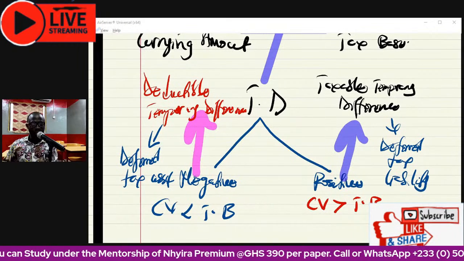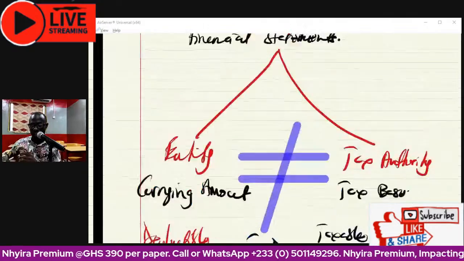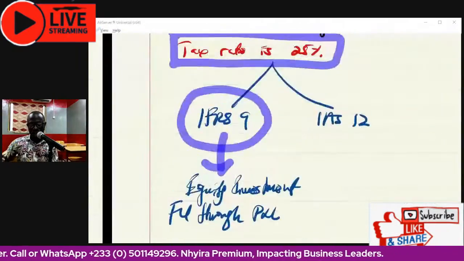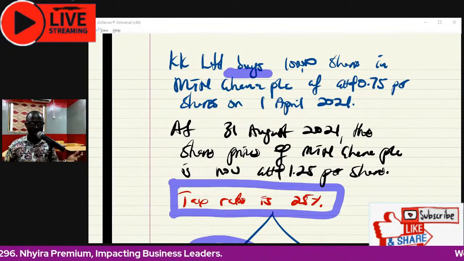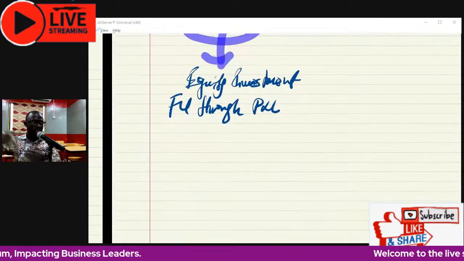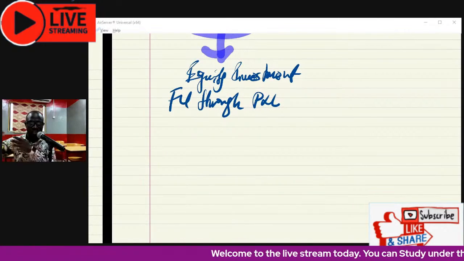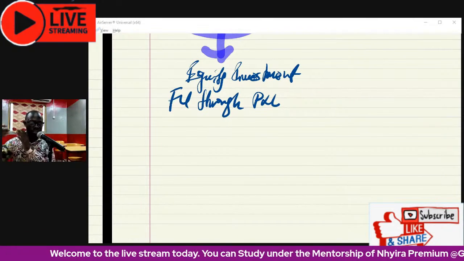So when we talk about the deferred taxes, that is what we need to understand in that particular case. This is the first time. Now, assuming we are still dealing with KK Limited, the shares that we bought from KK Limited, in the subsequent year, that is where movement in deferred tax comes in.